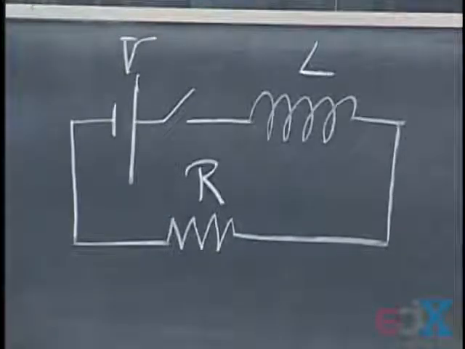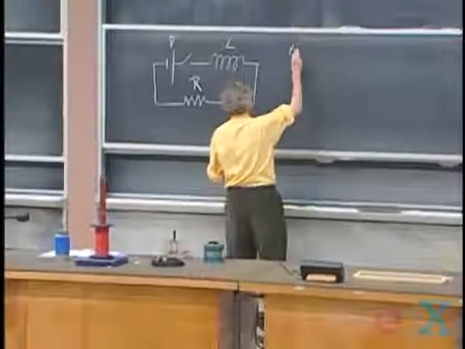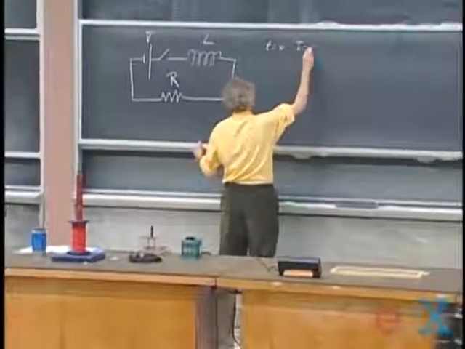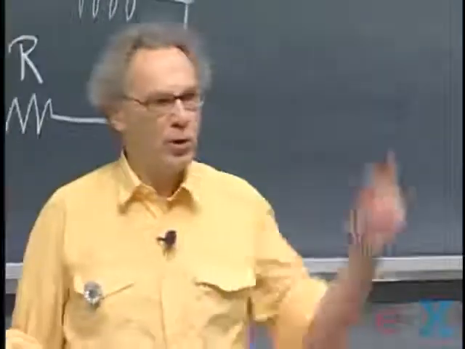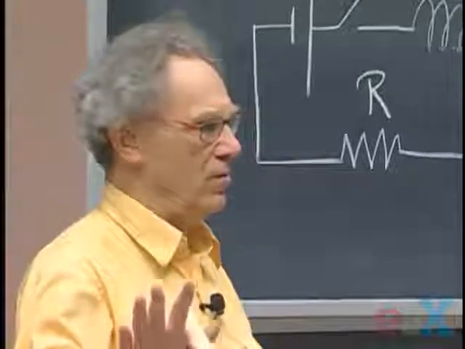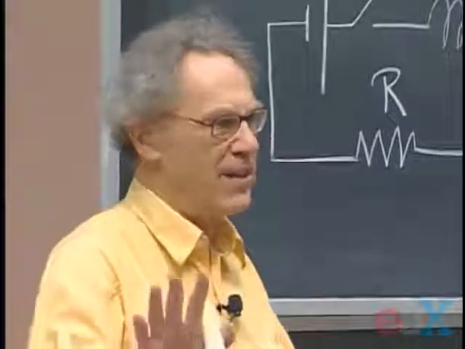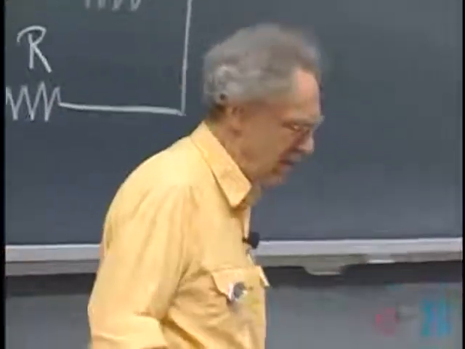And I close this switch when there is no current running. In other words, at time t equals 0, when I close the switch, there is no current. When I close this switch, the current wants to increase, but the self-inductance says, take it easy, Lenz's law, I don't like the change of such a current. So the self-inductance is fighting the current that wants to go through it.